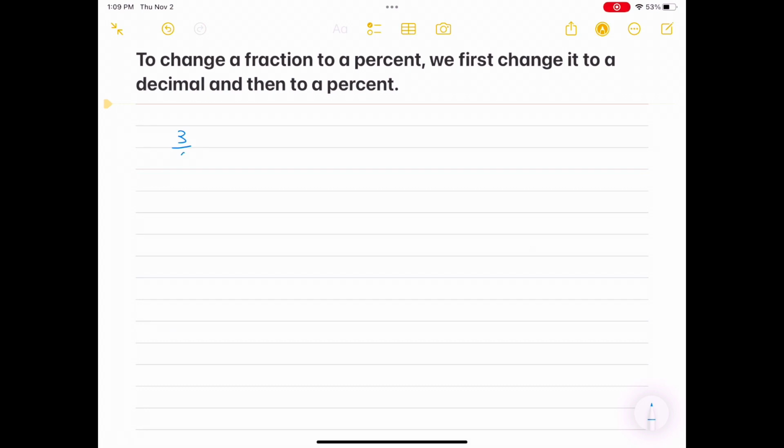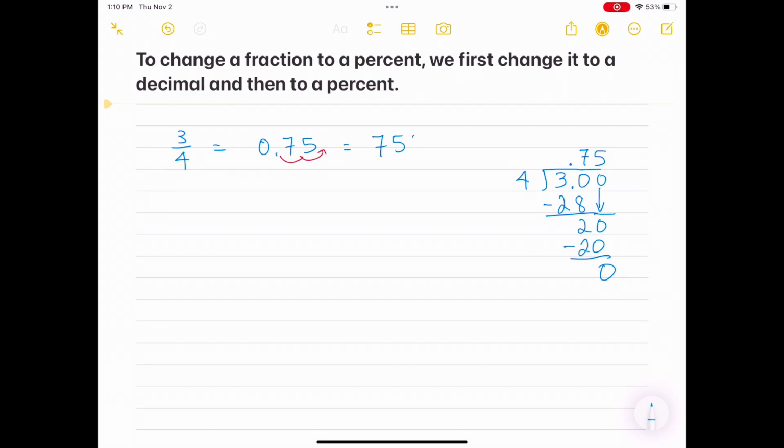The fraction 3/4 we convert to a decimal by doing the calculation 3 divided by 4, which equals 0.75. Now we take that decimal, 0.75 or 75 hundredths, and bring the decimal point 2 places to the right and add the percentage sign to give us 75%. The fraction 3/4 equals 75%.